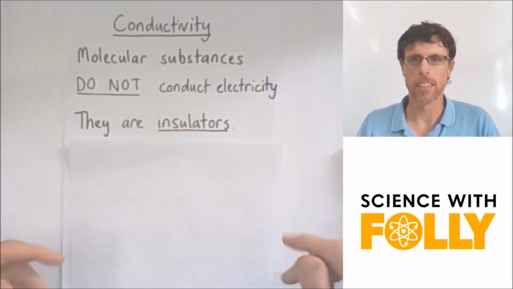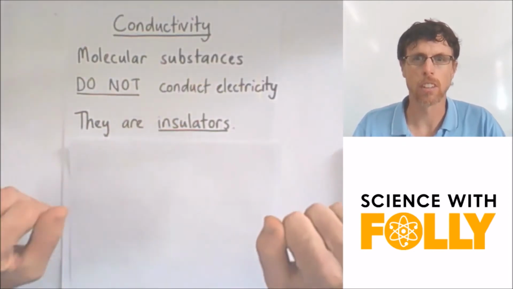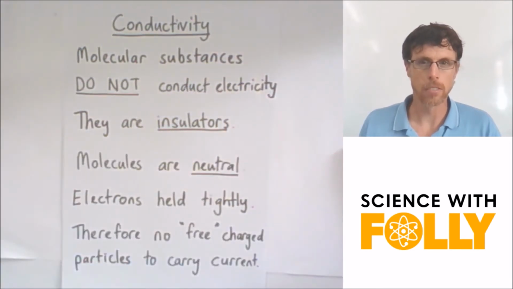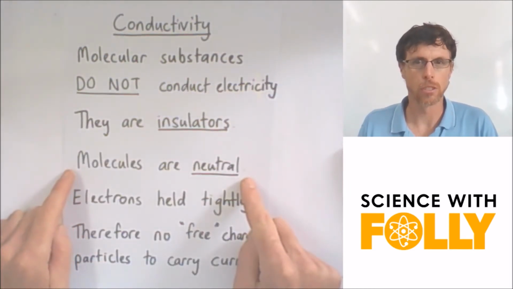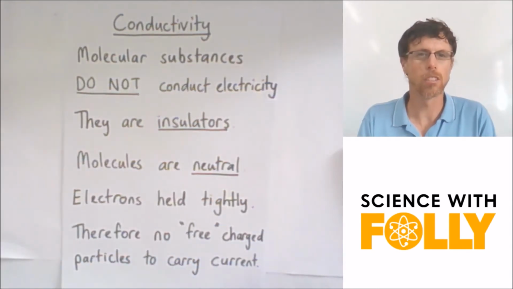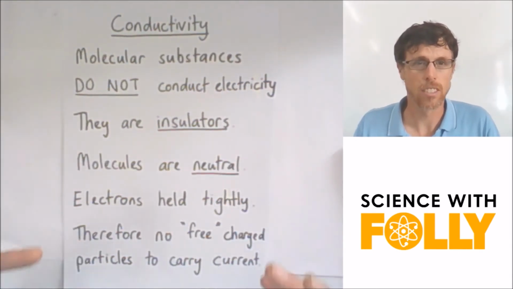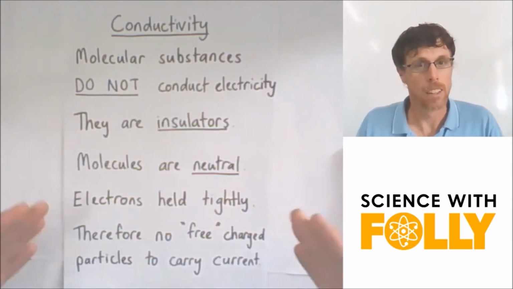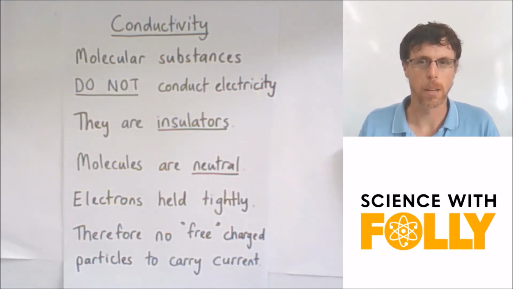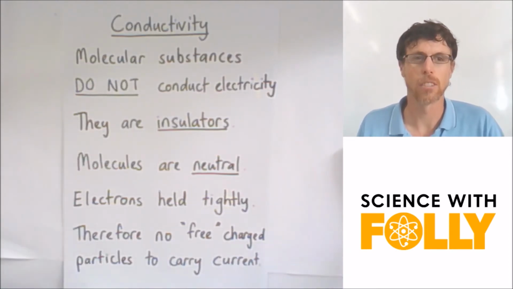Lastly, conductivity. Molecular substances do not conduct electricity. They are insulators. And the reason for this is that molecules are neutral. They don't have a charge. Even though some are polar, the overall molecule is neutral. The electrons are held tightly within the molecule. Therefore, within a molecular substance, there are no free charged particles to carry an electrical current.